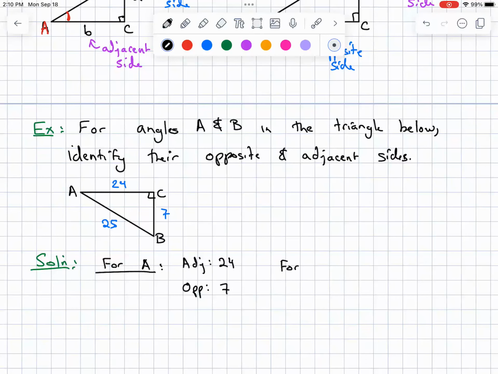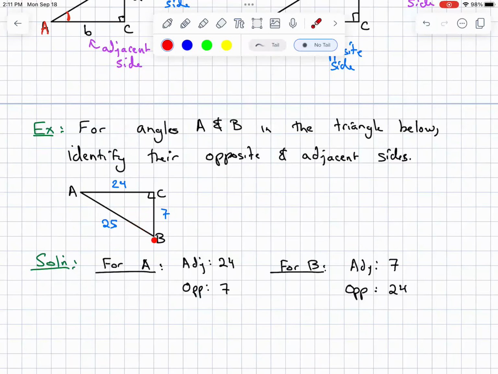For B, the adjacent and the opposite. For angle B here, the opposite side would be shooting straight out, which is 24, and the adjacent would therefore have to be 7. Is that okay? Are there any questions on that? So 7 is adjacent.